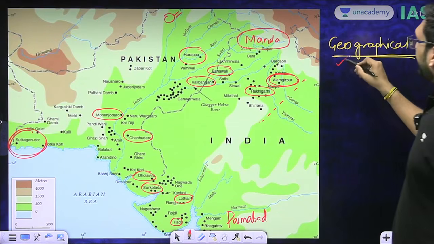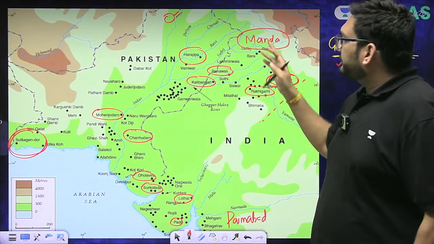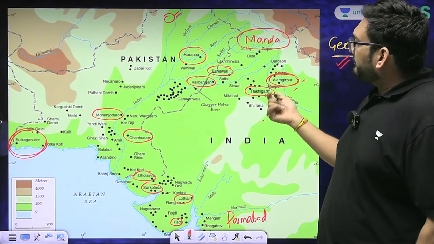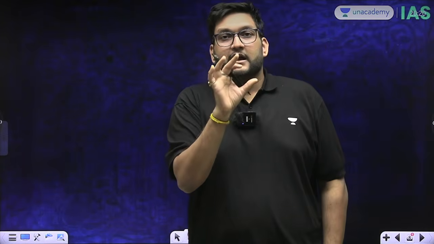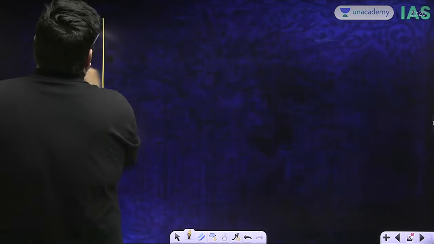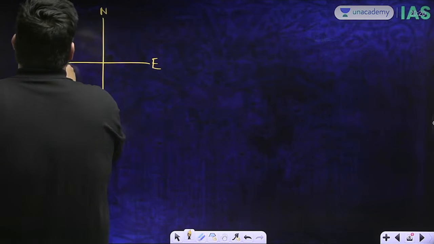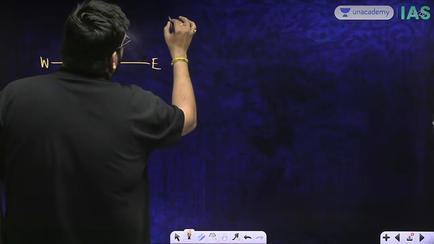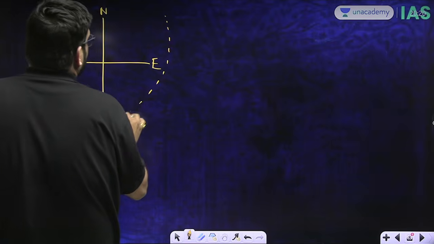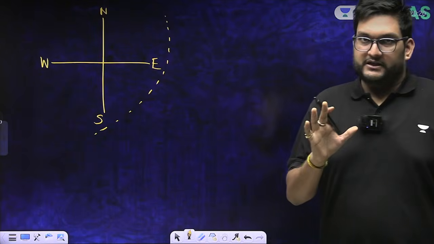So, geographical extent: Manda, Daimabad, Sutka Gendor, Alamgirpur should be known. There's one more map which is very, very important for your understanding, because if you don't know north, south, east and west, then it will be difficult for you to eliminate in the examination what the basic sites are, where they are basically placed.